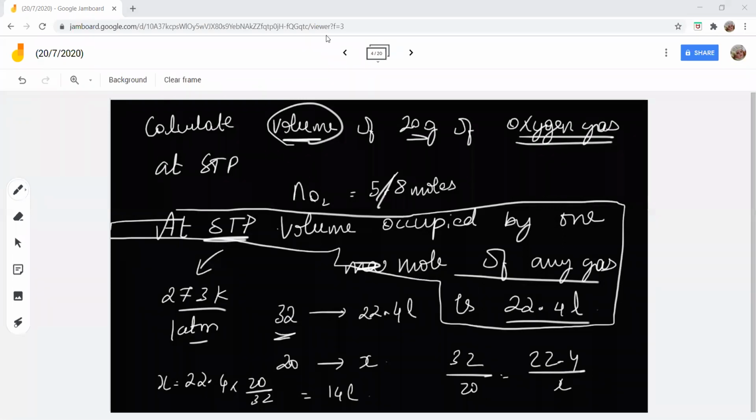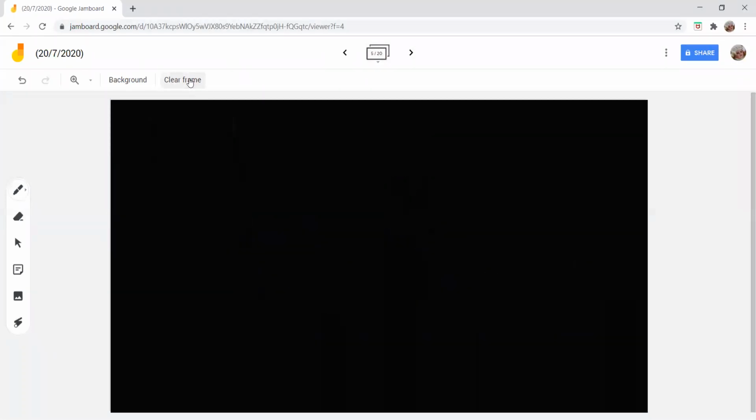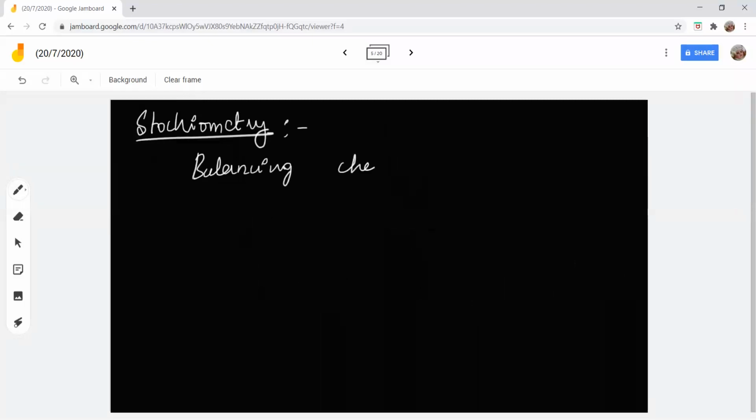So actually, this is one relation between volume, mass, and number of moles. Stoichiometry is actually an interesting topic. Before studying stoichiometry, you should be thorough with balancing chemical equations. Whenever you solve questions based on chemical reactions, you should be thorough with how to balance a chemical equation. Ma'am, what do you mean by stoichiometry? Stoichiometry is nothing but the calculations involving chemical reactions.